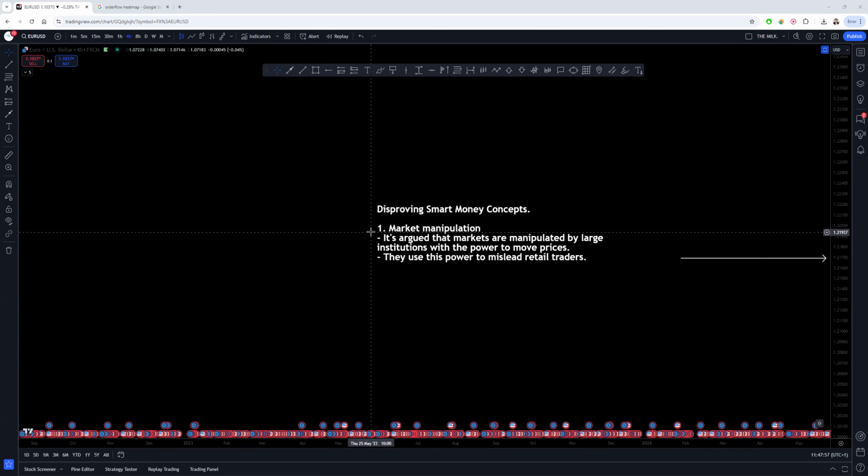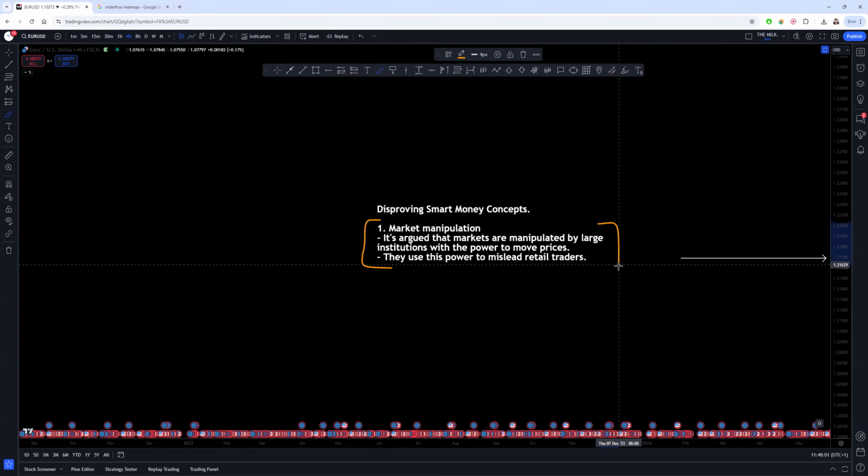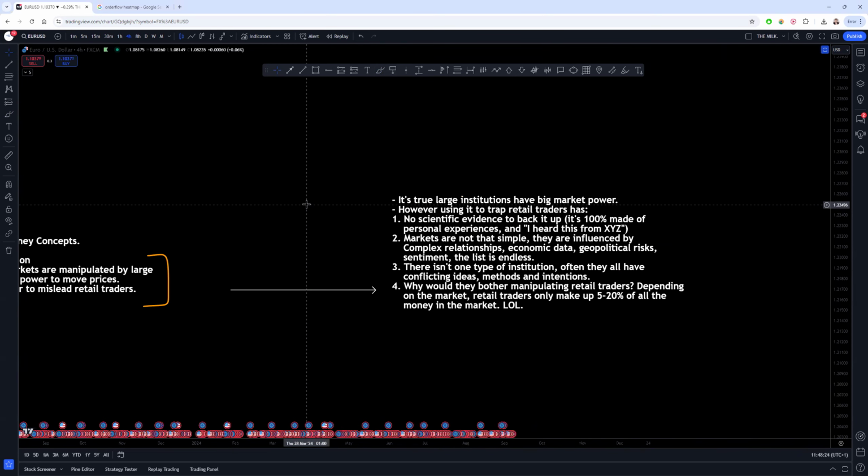So, the first pillar that smart money concepts talk about, the first element, is market manipulation. It's argued that markets are manipulated by large institutions with the power to move prices, right? And they will use this power to mislead retail traders. You and me will be misled, and our stop losses will get eaten up. So let's break this first idea down. It's true, large institutions do have big market power.